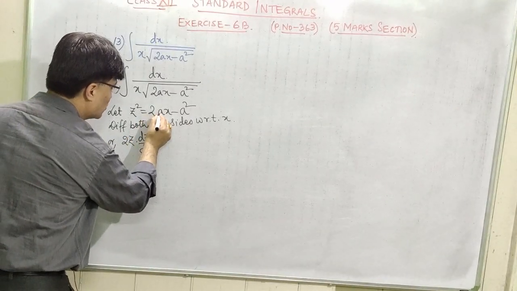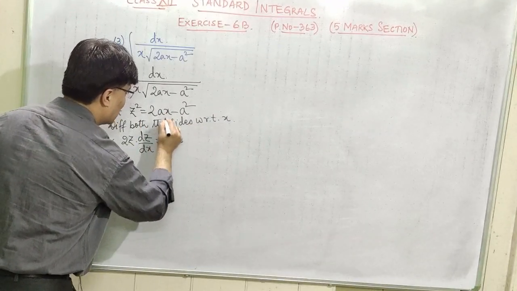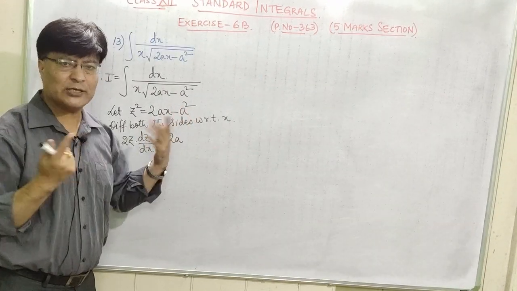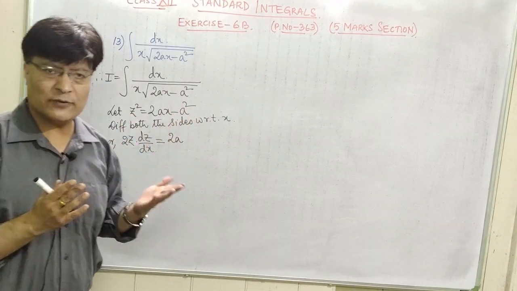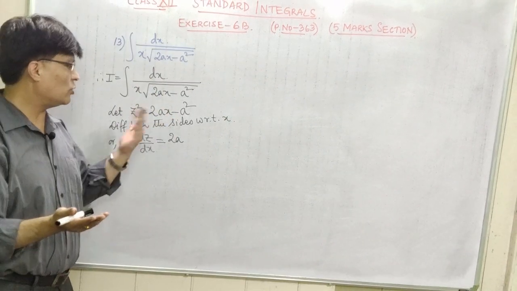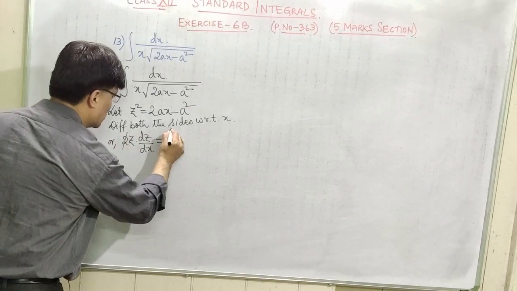What is the differentiation of 2ax with respect to x? 2a is constant, and what is d by dx of x? That is your 1. And what about this a square? A square is constant. What is the differentiation of a constant with respect to x? That is always 0, so you don't have to write it. In this case you can cancel these two.